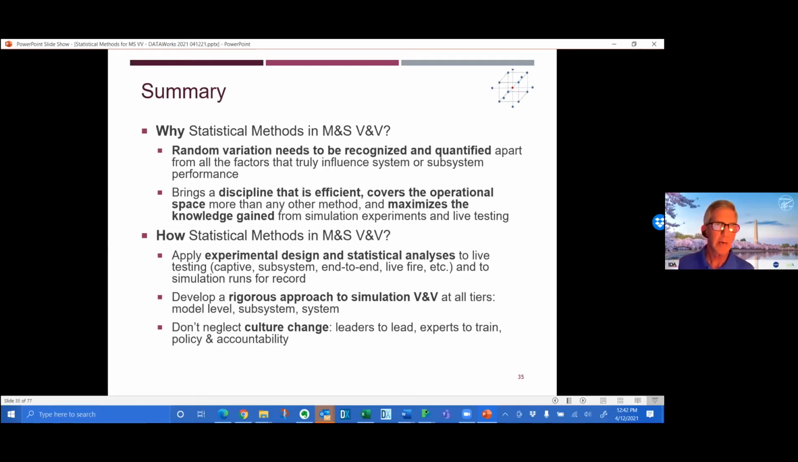Recognize random variation; discipline needs to be efficient, cover the space, maximize knowledge gained. And then on the how, use experimental design statistical analysis methods. Classic experimental design might work for small run situations, but we need to be thinking outside the box a little bit in terms of space filling and what we call hybrid designs for large run simulations. And then develop this rigorous approach, statistically based, for simulation VNV.